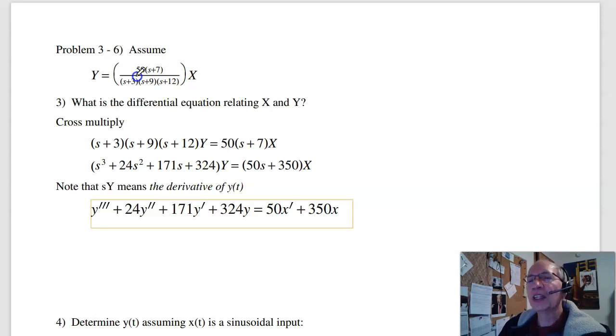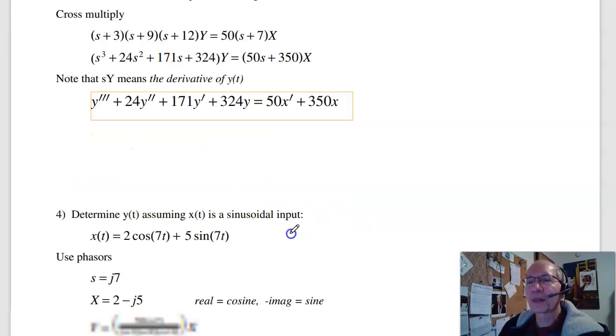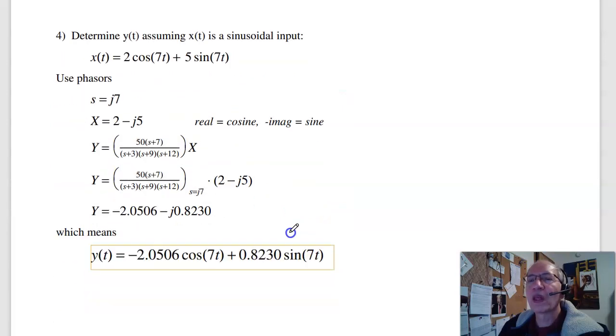And you can kind of see it by inspection. The denominator polynomial is times y. The numerator polynomial is times x. Where transfer functions are useful is they let you solve for various inputs.